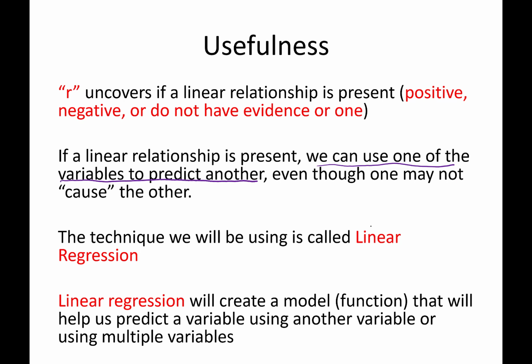This technique that we're going to be using is what's called linear regression. Linear regression will create a model or a function that's going to help us predict a variable using another variable or multiple variables. But typically what we'll be interested in is if our correlation coefficient uncovers a linear relationship. Well, then we can use that fact to make predictions. And typically, the stronger the linear relationship we have, the better predictions we're going to get.